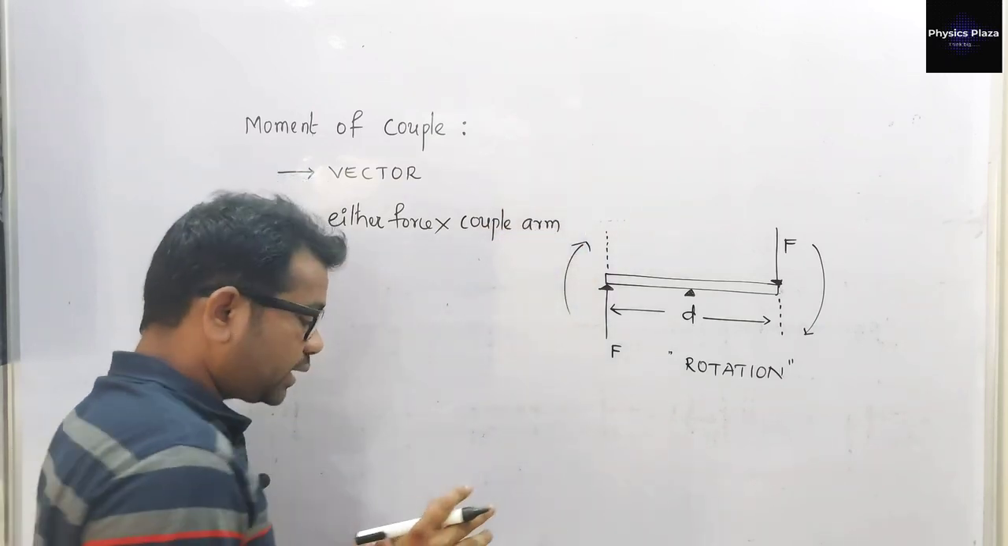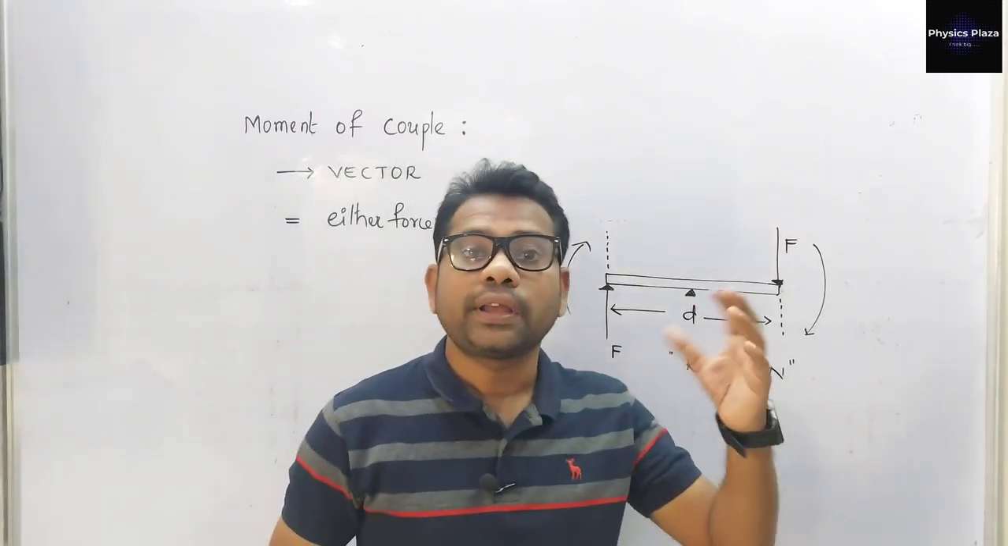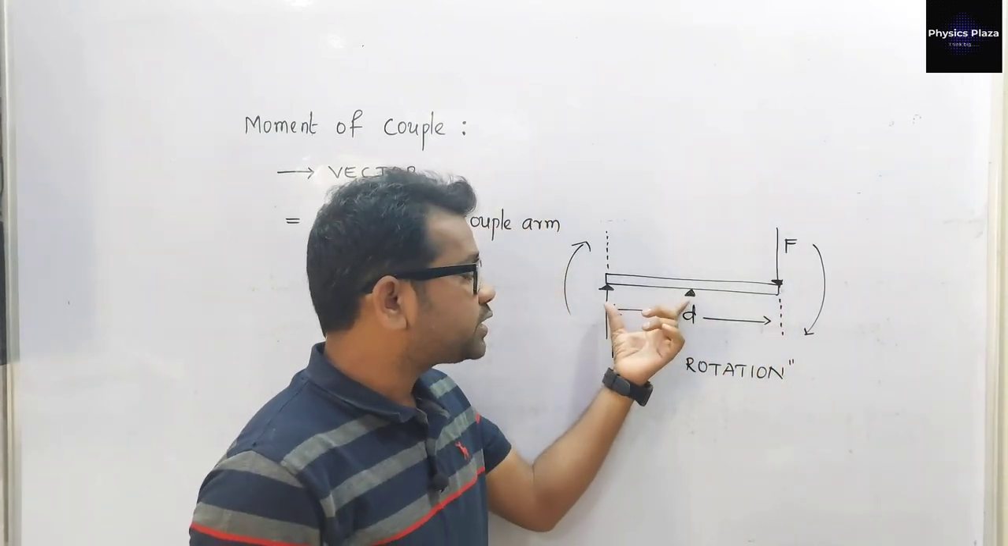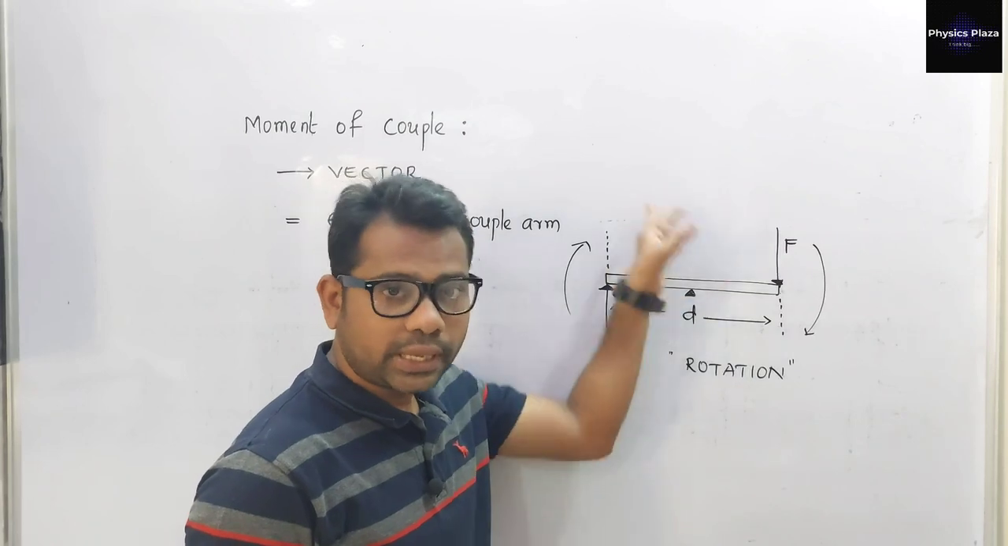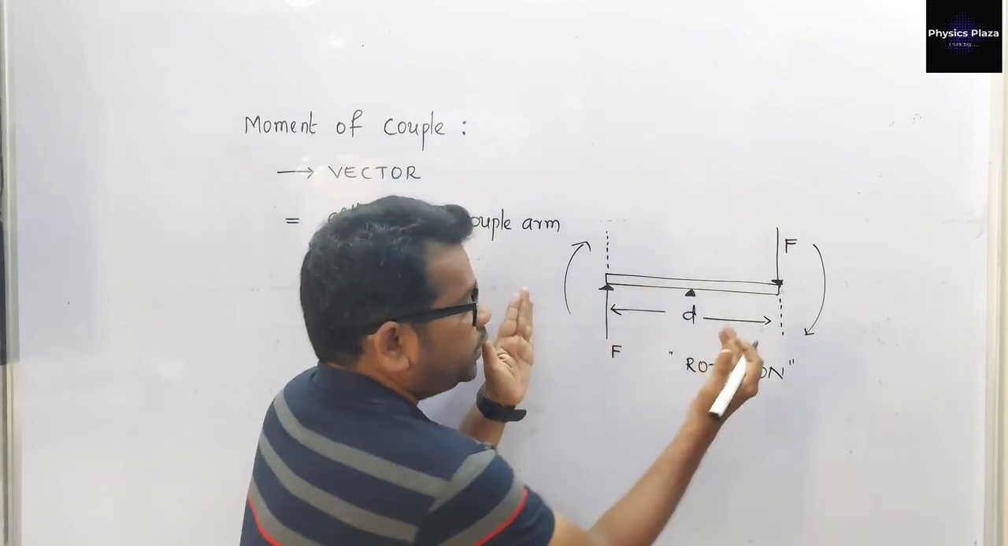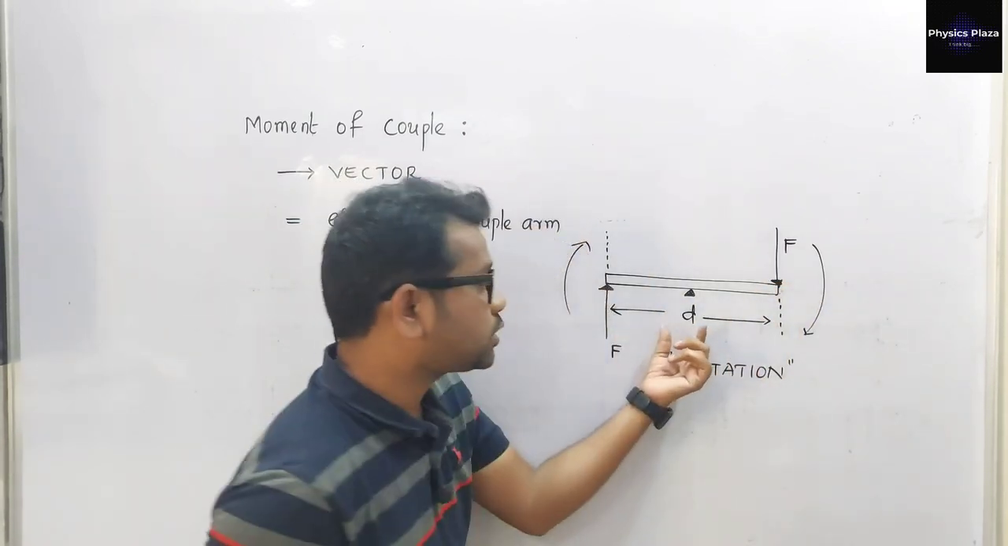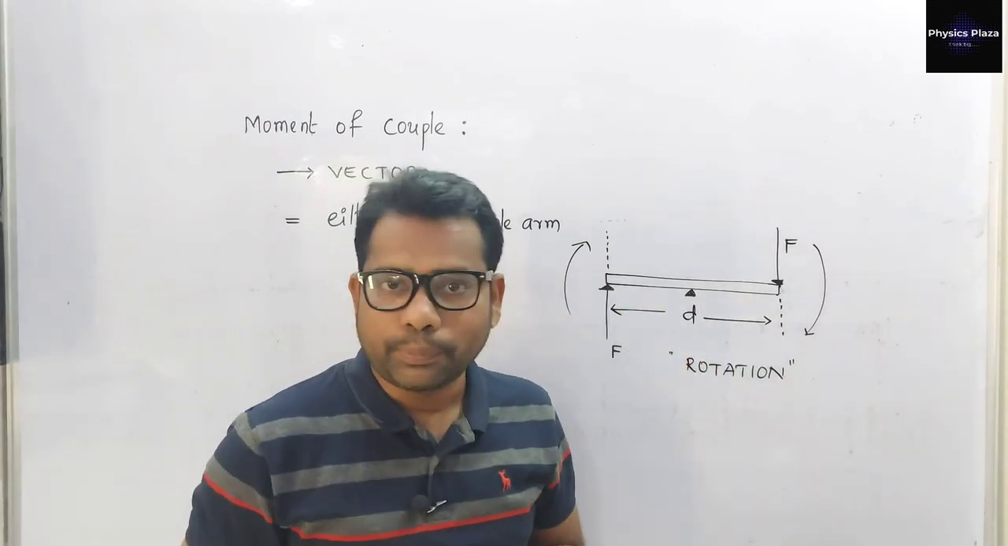So let us recall once again, when we were calculating moment of force, we took the perpendicular distance between the point of application of force to the pivot point, that is, the axis of rotation. But here we are taking a couple arm. D is called what, children? Couple arm. It's very important.